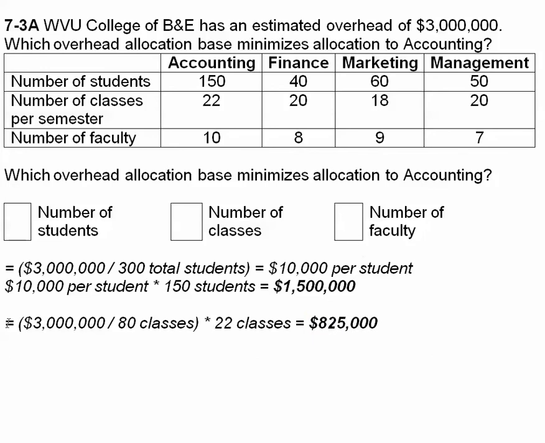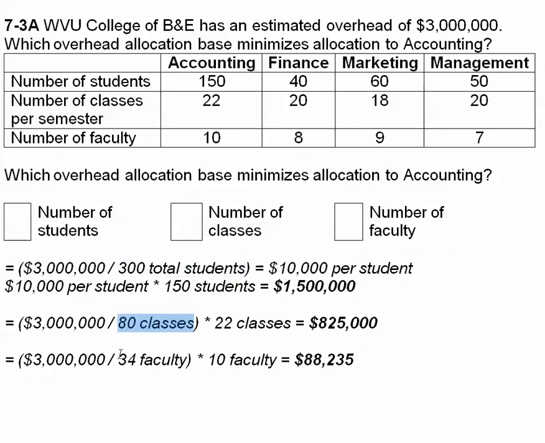The last one is using the number of faculty, and in that case the total number of faculty, when you add that up, is 34 faculty in total, and the proportion that goes to the accounting department is 10. When you do that, you get a total of only 88,235. Now, in looking at this, you can see how wildly the cost per department would vary depending on what activity was used, whether it's students, classes, or faculty.